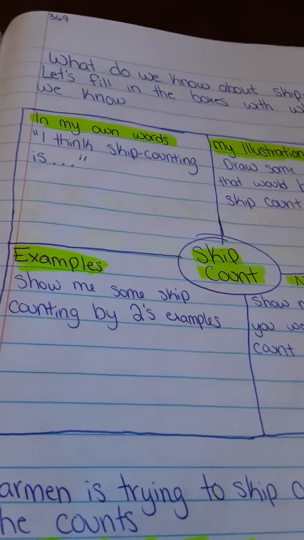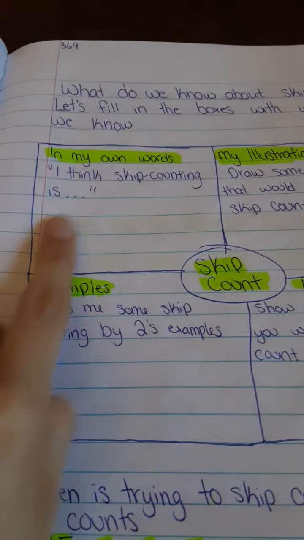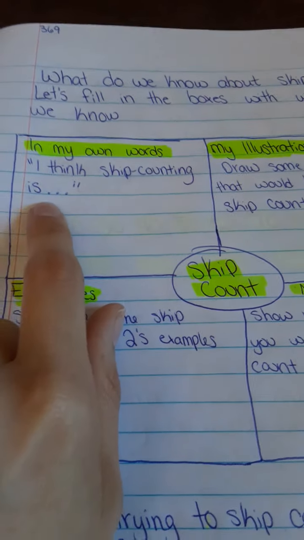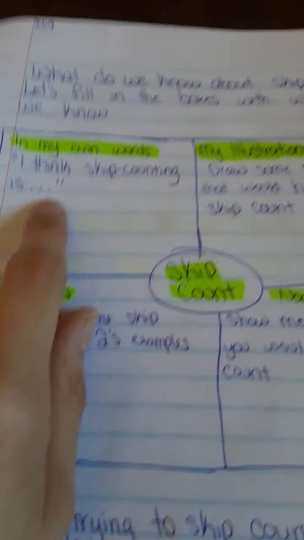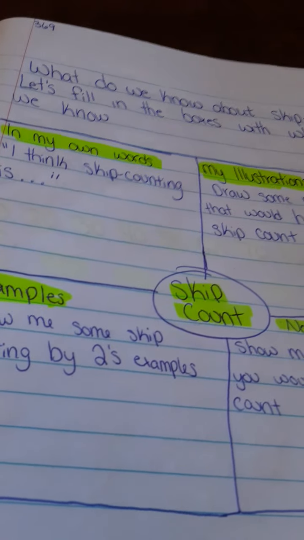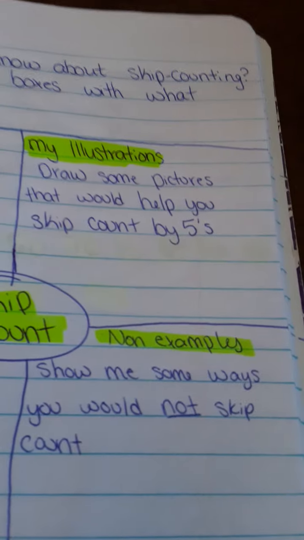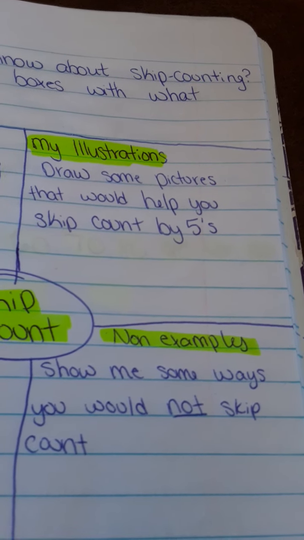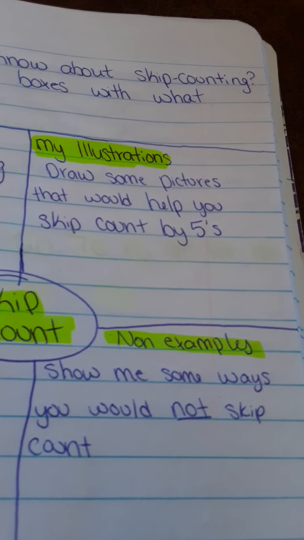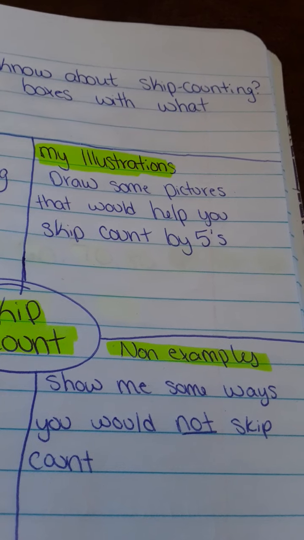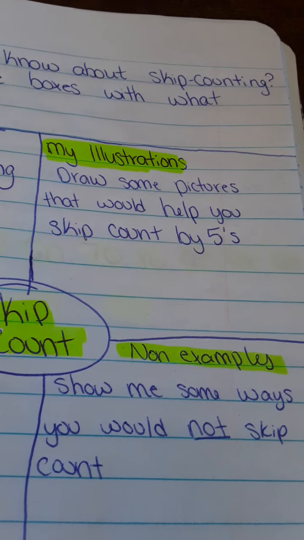So I drew a picture of the box in my own words. So tell me what you think skip counting is. There's not really a wrong answer because we just want to know what you think. What do you think skip counting is? My illustrations. So draw some pictures that would help you skip count by fives. Remember earlier I drew that picture of the circles and groups of fives? You can go back and use that as an example if you need to.